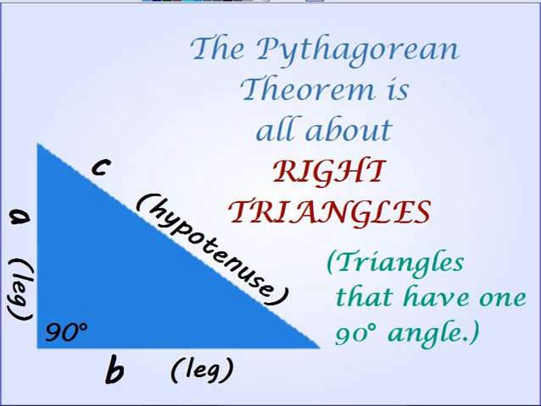A right triangle has two legs. The legs are the two sides that surround the 90-degree angle. We're going to call one of the legs leg A and the other leg B. The third side, which is always the longest side, is called the hypotenuse. And we're going to call the hypotenuse on this triangle C.